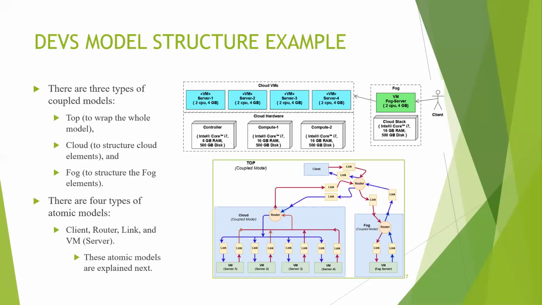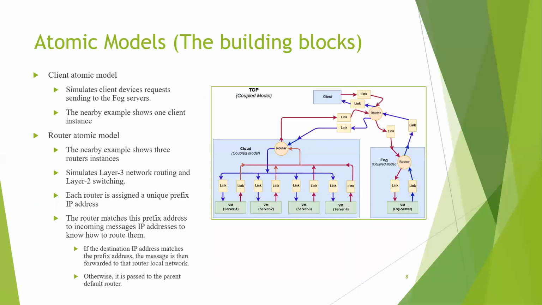And we also have four atomic models: client, router, link, and PM servers. The client atomic model is used to simulate client devices and the users' inputs to the system, basically how to run the simulation experiment, for example. And this example shows one client instance.